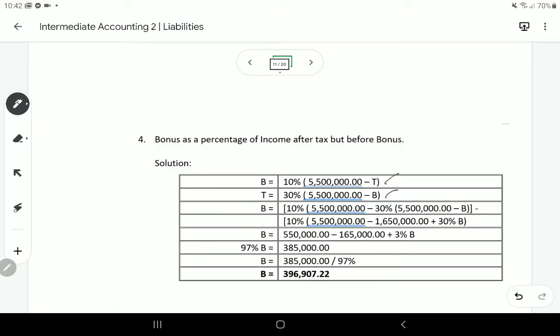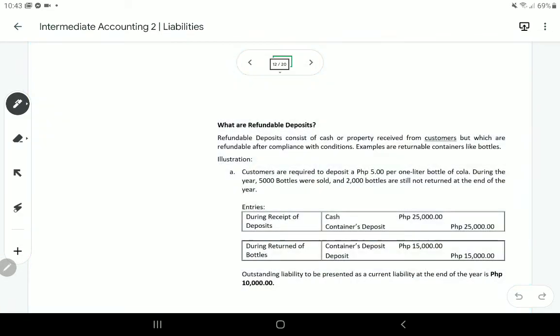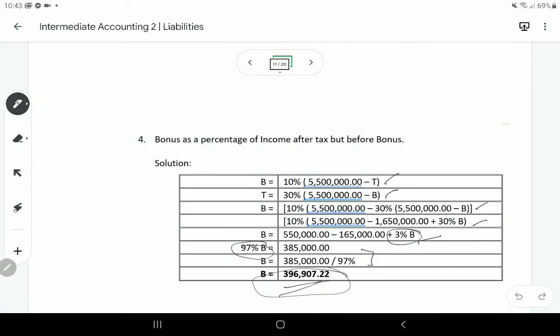Derive the formula. Naging ganito. Okay? Then, simplification, naging ganito. Positive, pag transpose mo, naging negative yan siya, kaya naging 97% na lang. Then, computation, this is your bonus. Okay? So, that is how we compute for bonuses.